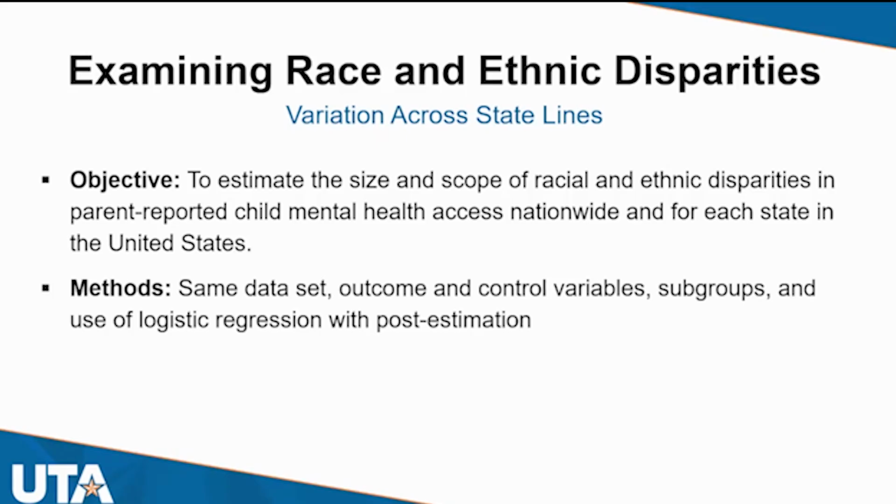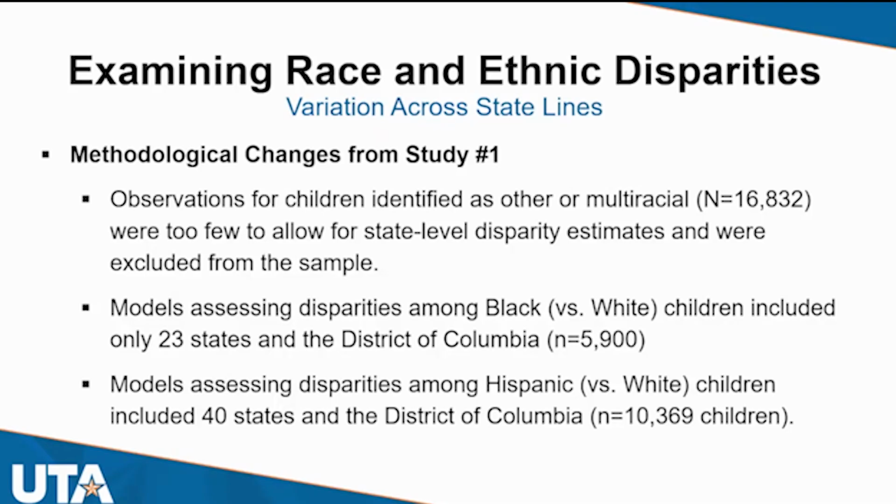So I wanted to look with this same data set and using very similar methods at what the size and scope of racial and ethnic disparities in parent-reported child mental health access is nationwide and for each state. I use the same data set, the same outcome and control variables, many of the same subgroups, and I did use logistic regression with post-estimation marginal predicted probabilities. The way this study was different from the first one is that observations for children identified as other or multiracial were excluded because there were not enough of that population in most states to generate statistically accurate estimates. This was based on recommendations from the survey itself.